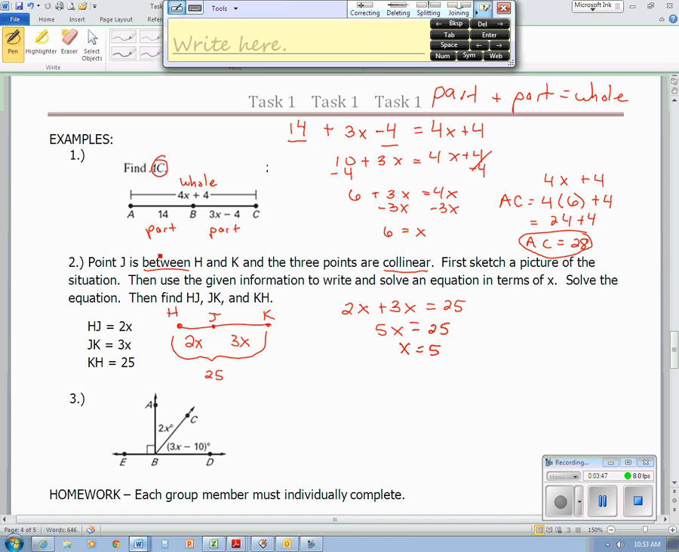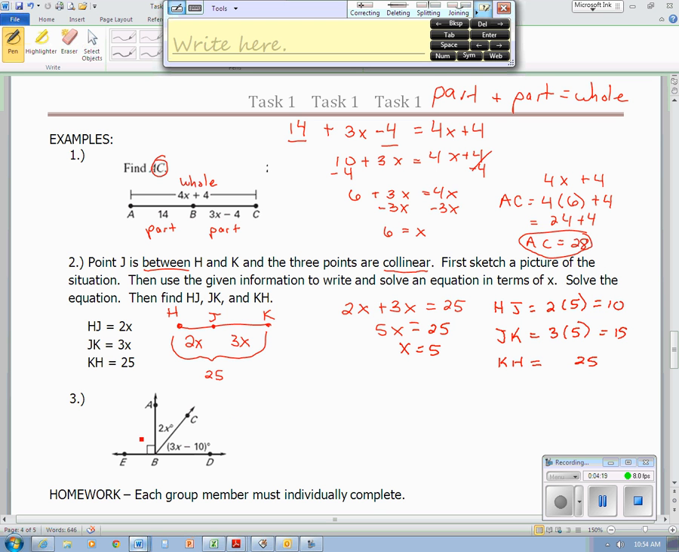And again, we're not done because they wanted me to find HJ, JK. And we already know what KH is. So now I need to plug it back in. So HJ was equal to 2 times x. So 2 times x is really 2 times 5. So that'd be 10. JK is equal to 3 times x. 3 times 5 is 15. And that all makes sense because KH is 25. And we said the part plus the part has to equal the whole, which it does.